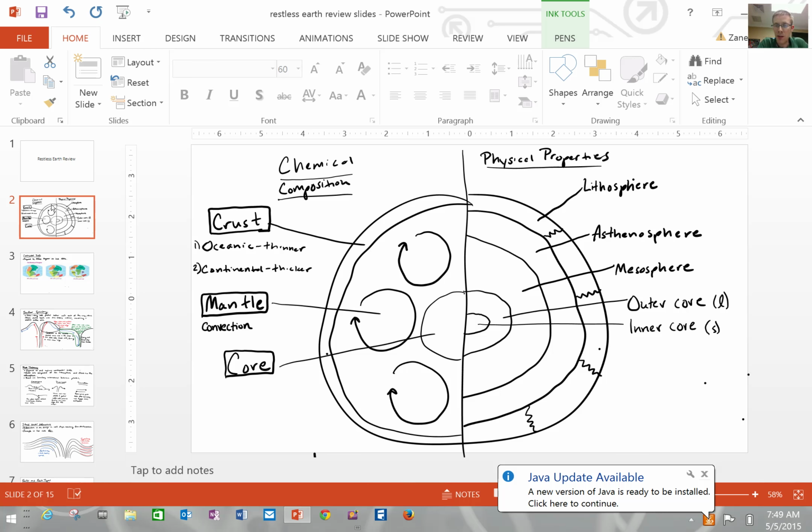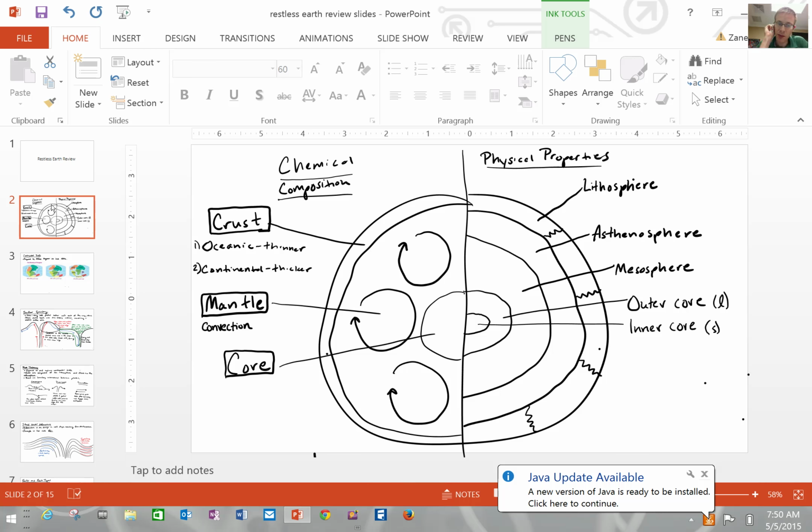Right below the asthenosphere, we have the mesosphere, not to be confused with the atmospheric mesosphere we already talked about this year. But the mesosphere is an even more soft type of mantle. You can see as we go deeper into the Earth, we're going to start getting more soft and liquid-like. After that, we have the outer core, which I've written in parentheses the cursive L to tell you that the outer core is a liquid, and the inner core, which I've denoted that is a solid.